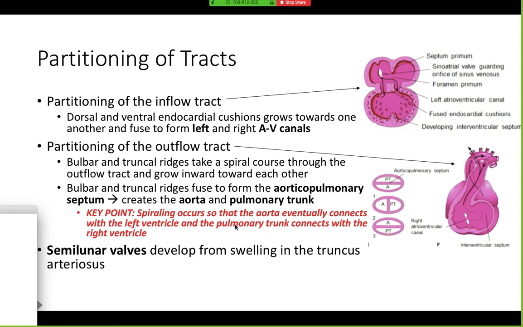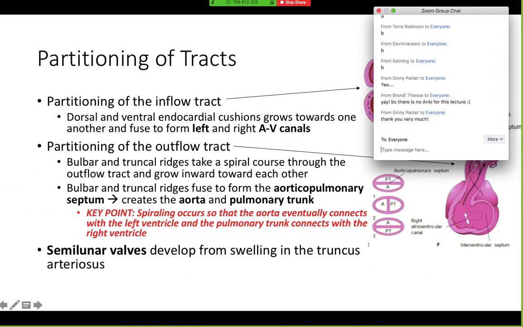So the thing to understand here is that you're going to get this spiraling of the aorticopulmonary septum, and then each ventricle becomes aligned over the correct outflow vessel. So the aorta eventually is lined up with the left ventricle, and then the pulmonary trunk is lined up with the right ventricle. All right.